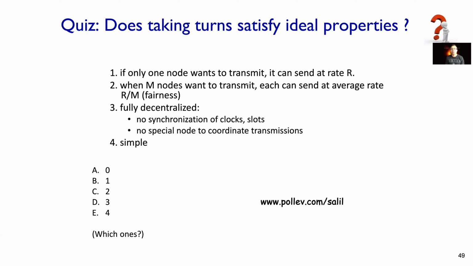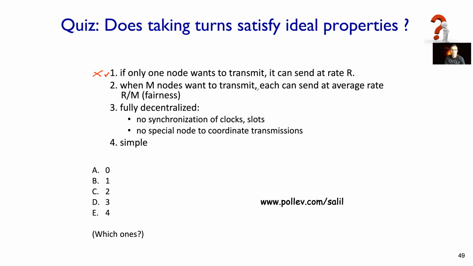Okay, if only one node wants to transmit, can it send at R? Well, strictly speaking, no, because there's some overhead. Whether you're using polling or tokens, there will be a little bit of overhead to send that token around. If you assume that overhead to be low, you could say yes. So this is either yes or no, depending on how you interpret that.